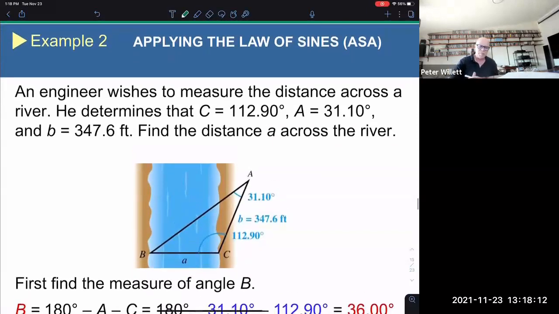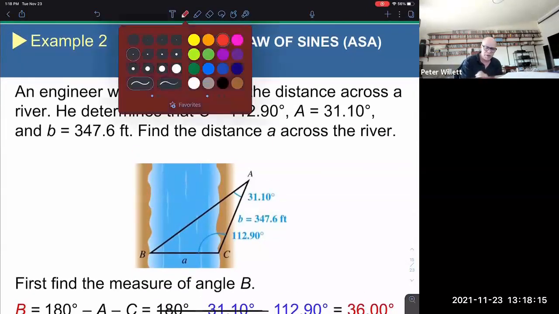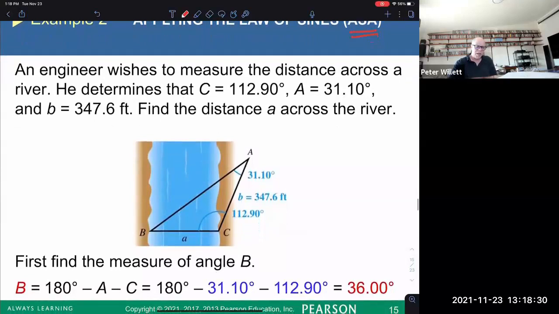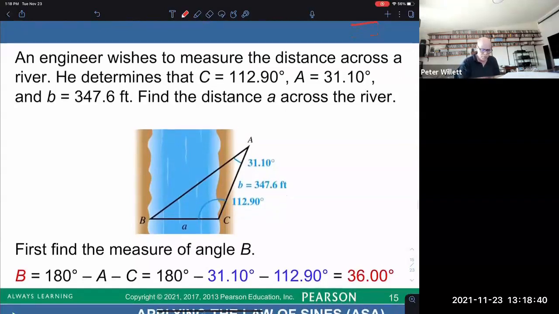And so to see an example of the angle side angle situation, they're actually going to do a little word problem here, but they're showing us the triangles. So we can kind of see that we do know 2 angles and the side between them. So let's take a look at the statement of the problem. It says an engineer wishes to measure the distance across a river. So in this picture, the distance across a river will be this length here from B to C. That's the distance across the river.